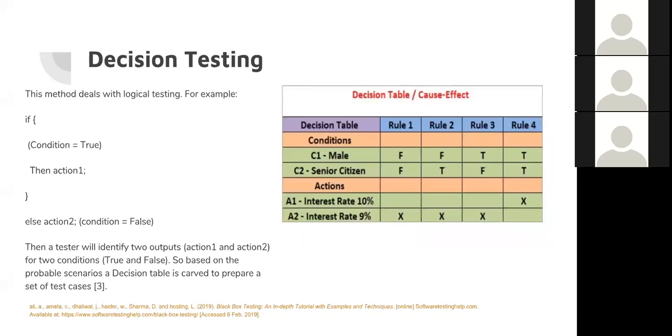Then there's decision testing. This is a fairly straightforward testing method where, depending on what the program is or what set of rules are being implemented, there can be different conditions, and depending on that condition, some action will be initiated, or if that condition fails, then the second action will then take over.